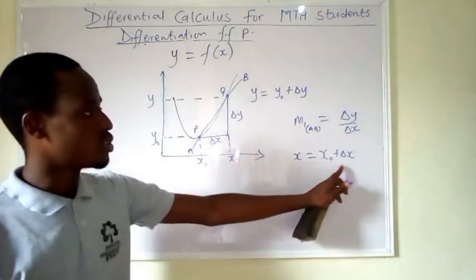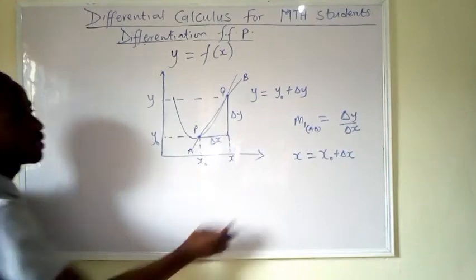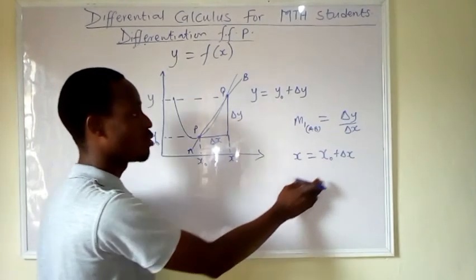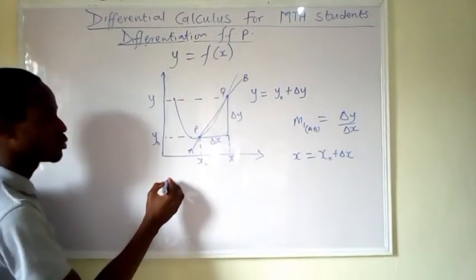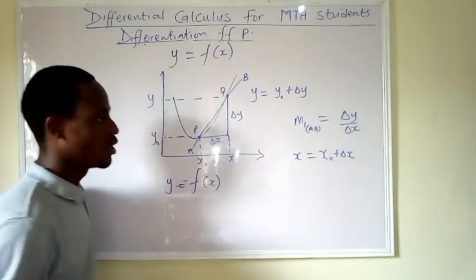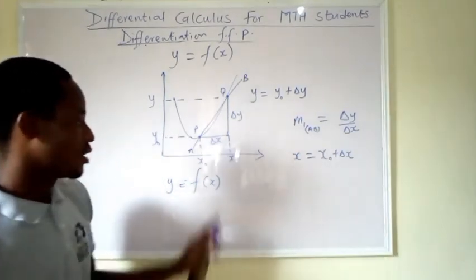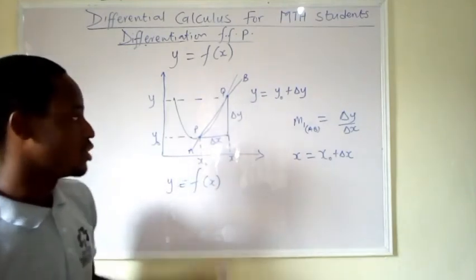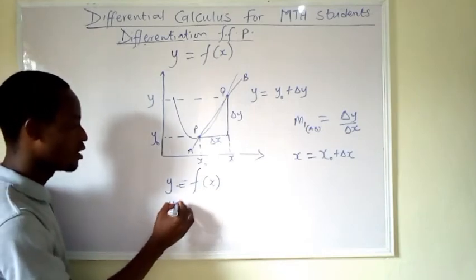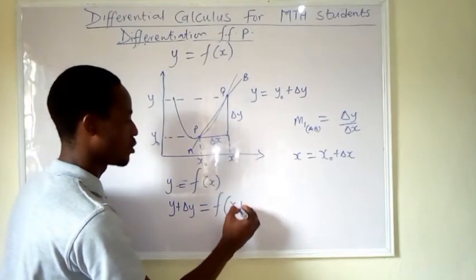So let's take into consideration a function of this nature, where x equals x naught plus change in x. If there is a change in x, that must be accompanied by a change in y. So let's consider this function, y equals f(x). If there is a particular change in x, if this is x naught, then we add the change to it, just like I've explained here. It will be accompanied by a change in y. So we're going to have y plus change in y corresponding to f of x plus change in x.